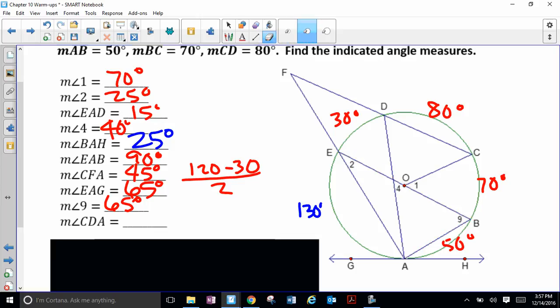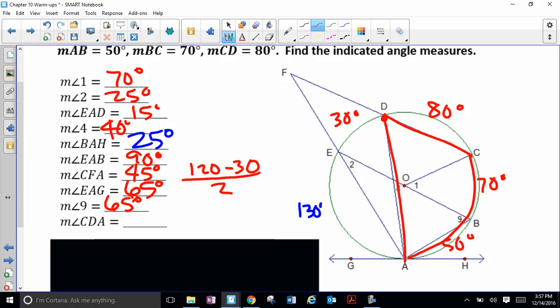All right, and then the last one, CDA. So where's that? CDA. So again, the vertex is on the circle. Its arc is the 70 and the 50 together again, which was 120. So you take the arc divided by 2, which is 60 degrees. So hopefully you got most of those right.